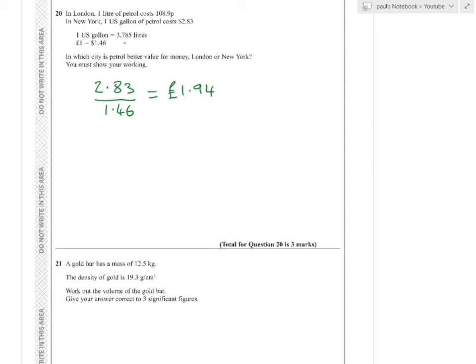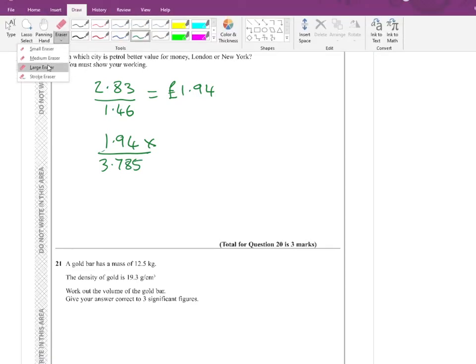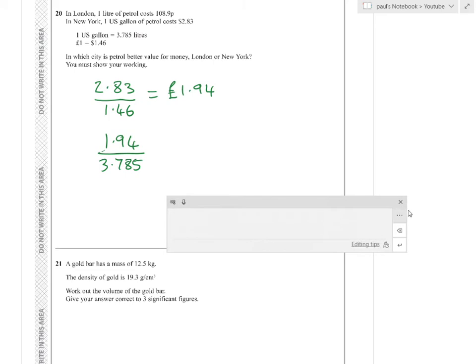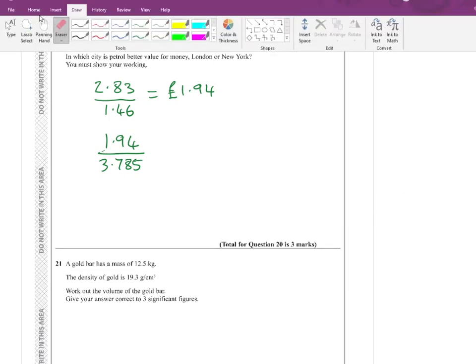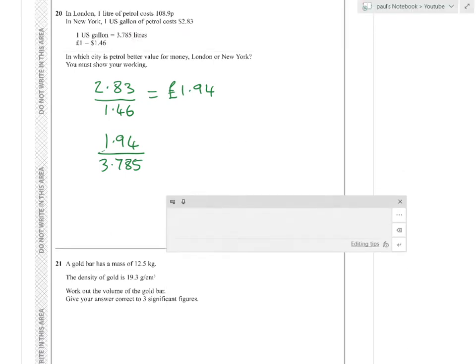So now we need to change that to litres. So 1.94 times, no, divide by 3.785. Oh, it's easy to get muddled up on this one. Let's hope I'm on the right track.